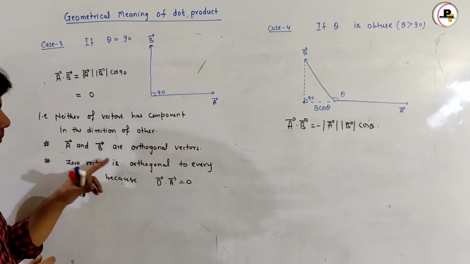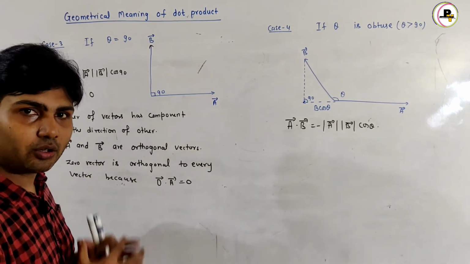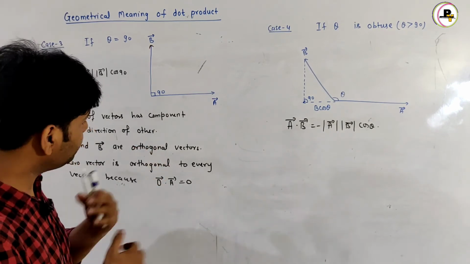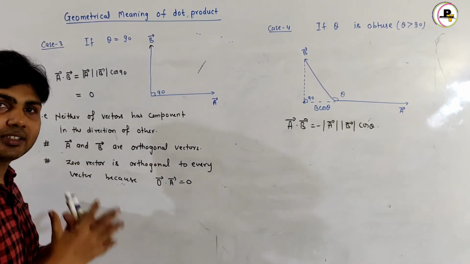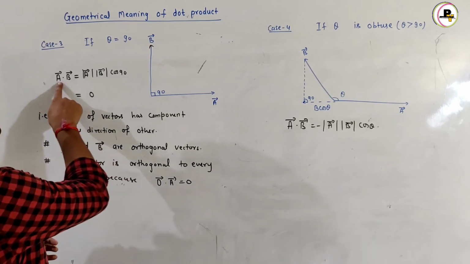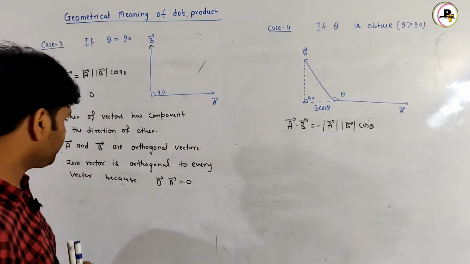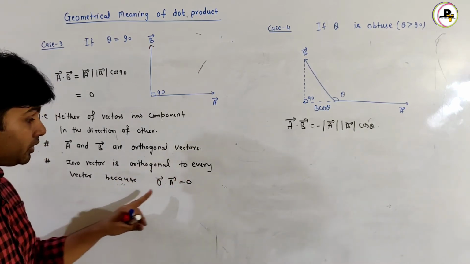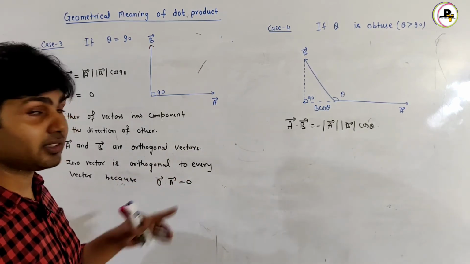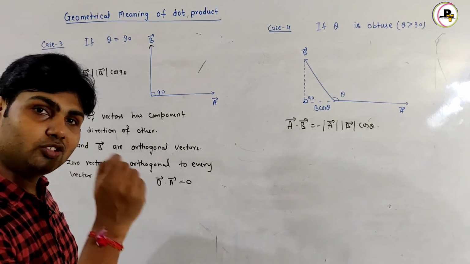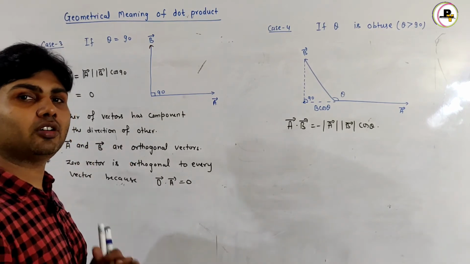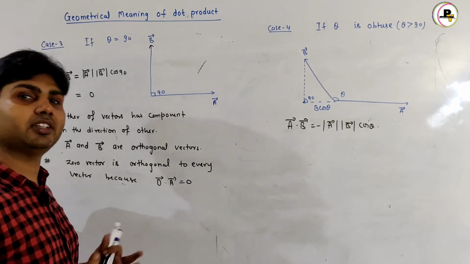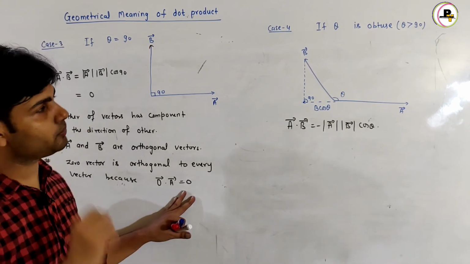Therefore A vector and B vector are orthogonal vectors. Orthogonal means what? The two vectors which are perpendicular to each other. Conversely, I can say that when two vectors are orthogonal vectors, their dot product is equal to 0. Now 0 vector is orthogonal to every vector because 0 vector dot A vector is equal to 0. 0 vector is a vector which is always orthogonal to every vector because its dot product with any other vector will be equal to 0.